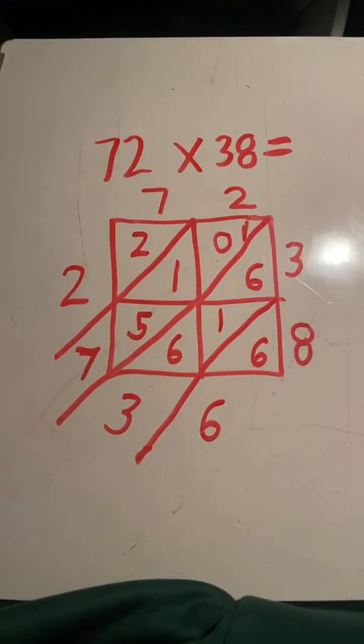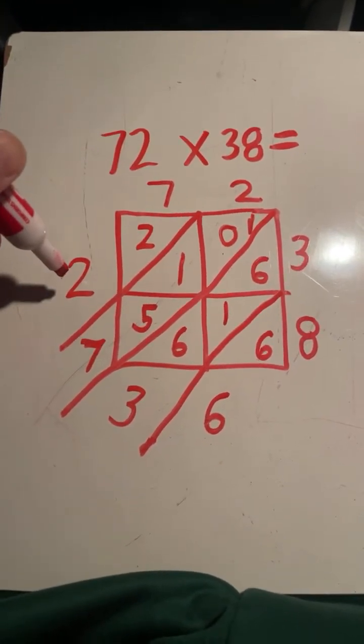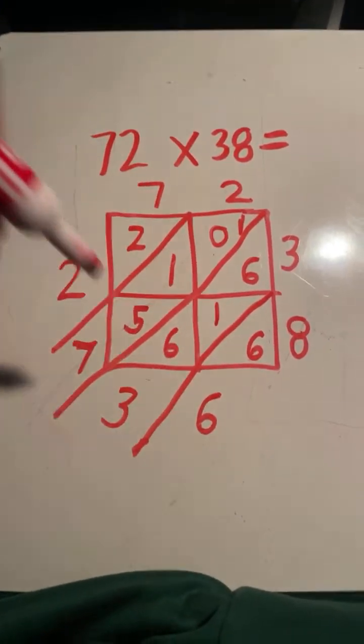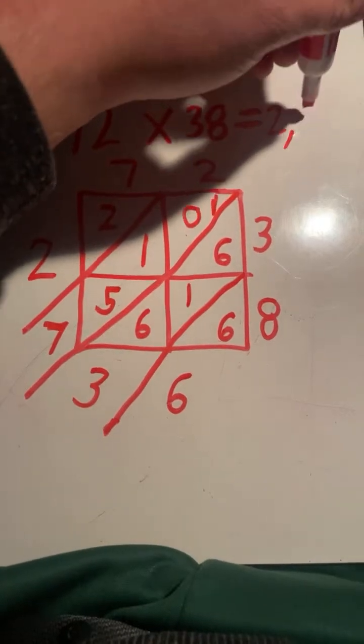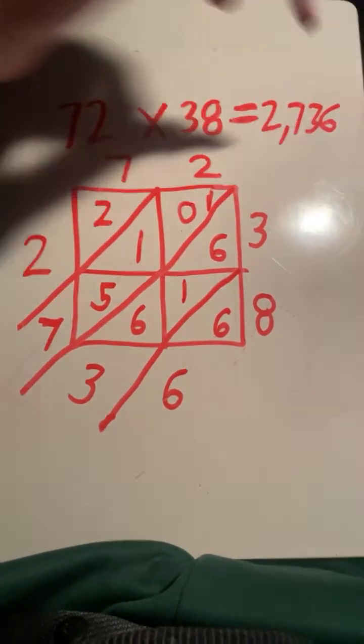Next, we're going to read the number going from left to right. We have 2,736. So 72 times 38 equals 2,736.